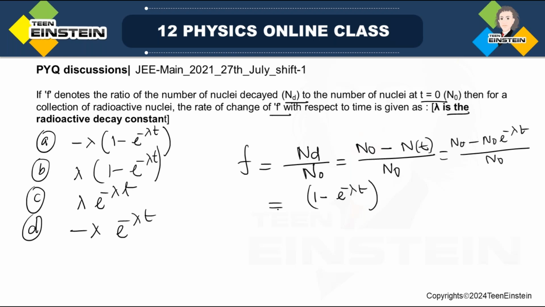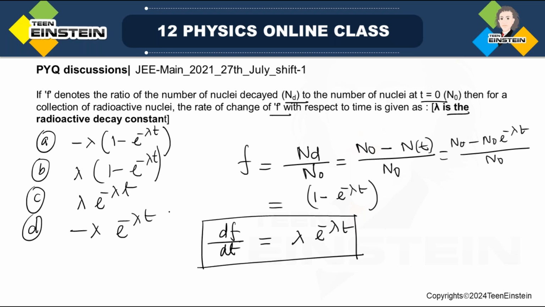Now you have to find out the time rate of change of this. That means you have to find out the time derivative of this F. So that will give you lambda into e to the power minus lambda t. So this is the answer. Option number C will be the correct answer for this question. As I said, this is a very simple problem if you don't make this mistake. If you understand this point, then the problem is very easy.